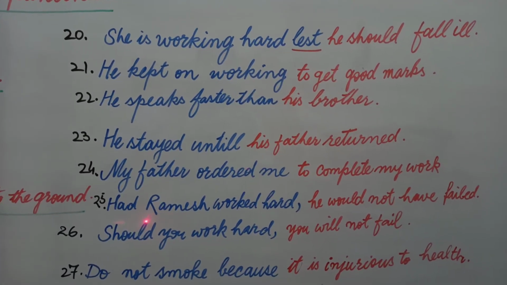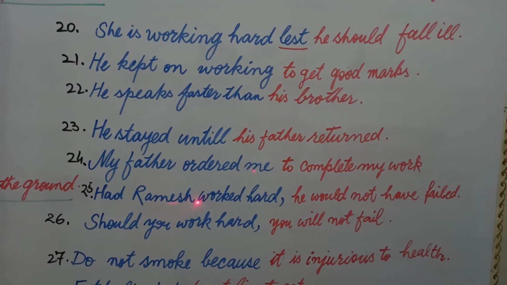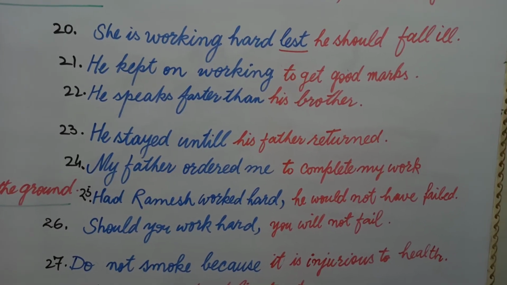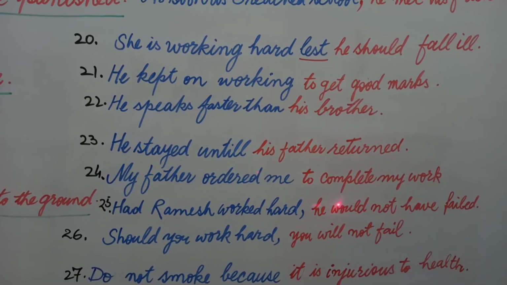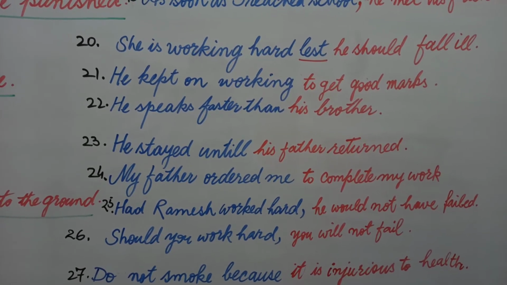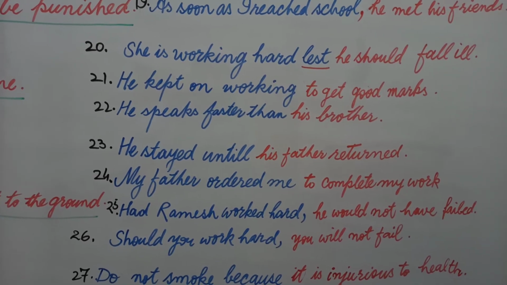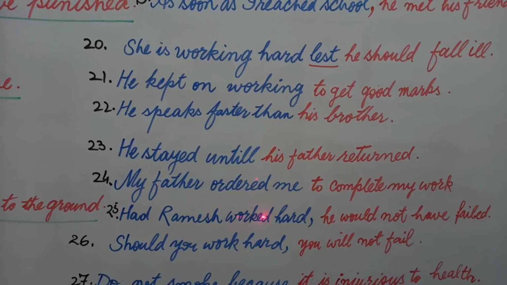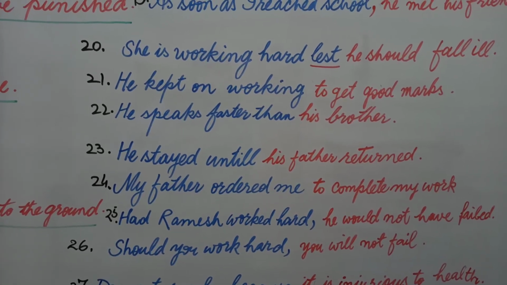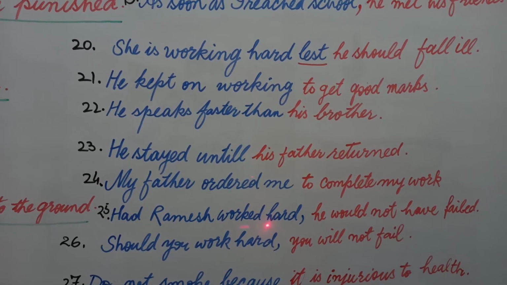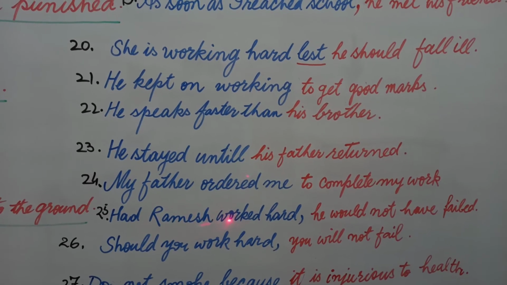Question number 15 is a difficult structure. Had Ramesh worked hard? If you ever see had plus third form, you use would plus have plus third form in the next part. You must remember, it's a hard and fast rule. And had Ramesh worked hard is equal to if Ramesh had worked hard. This is an unfulfilled imagination of the past, meaning this wasn't possible to do.